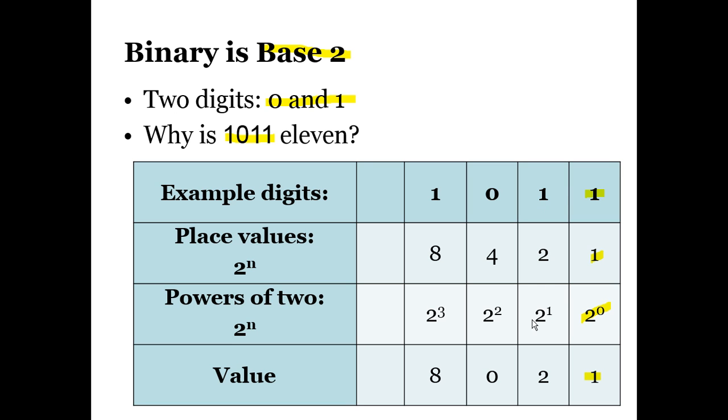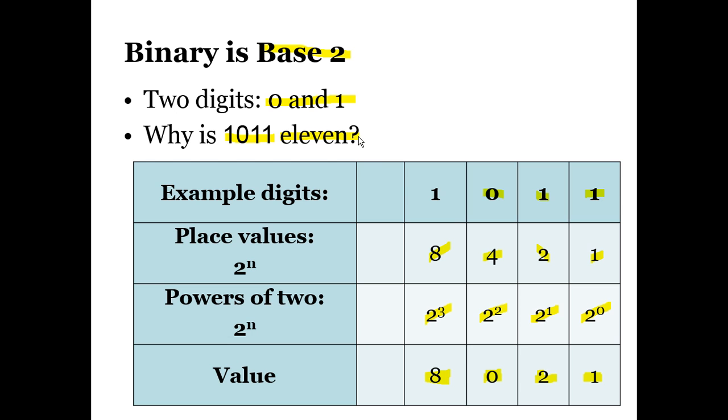The next column is 2 to the first power, which is 2. 1 times 2 gives us 2, so that digit is worth 2. The next column is worth 2 squared, which is 4. 0 times 4 is 0, so this place is worth 0. The next digit is worth 2 to the third, which is 8. 1 times 8 gives us a value of 8. Now we add up all of the values. 8 plus 0 is 8, plus 2 is 10, plus 1 gives us 11. So that's how we convert 1011 in binary to 11 in decimal.